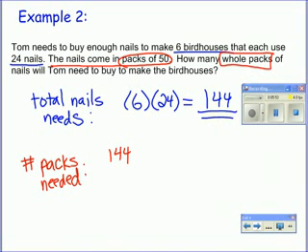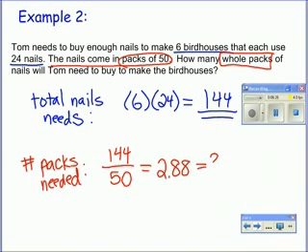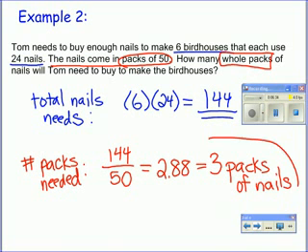So if he needs 144 nails total for all the birdhouses, and there are 50 nails per pack, we are going to divide 144 by 50, and we get a decimal answer, about 2.88 packs of nails that he would exactly need. But the store is not going to allow us to purchase part of a pack. So we are going to round it up to the next whole number. So he's going to need 3 packs of nails total to complete his 6 birdhouses. That's the solution to example number 2. Hopefully that one makes a little bit more sense than the first one did, if it didn't already.